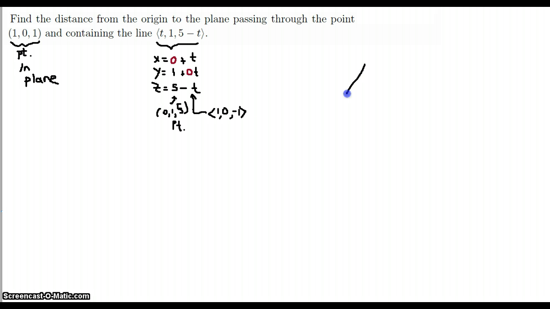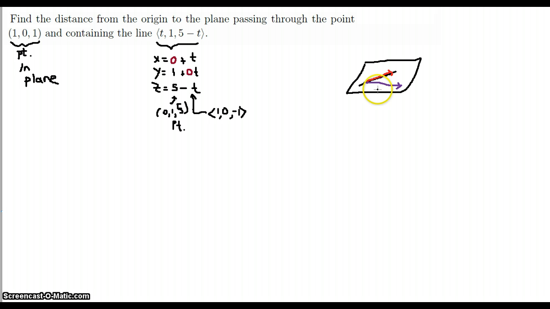Basically, I'm in search of a plane that has a point given, (1, 0, 1), and a line given as the parametric equations. To get the normal vector to the plane, what I can do is take a point that's on the line, get the vector that connects that point to your other point, take the direction vector for the line, cross those two vectors, and that would give me a normal vector to the plane.